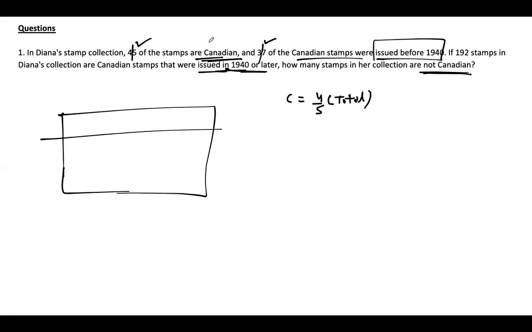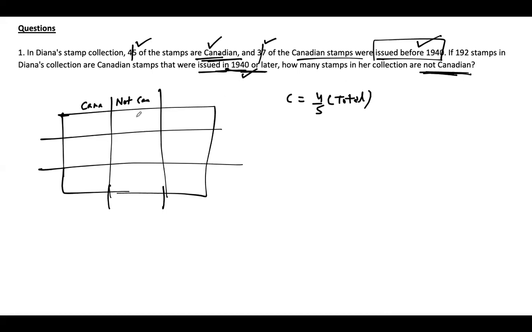Since I am getting this information, Canadian, not Canadian, before 1940, 1940 or later, that means there are 4 different kinds of variables or parts available, and hence solving this question via a 2 by 2 matrix makes sense. You can also solve this question conventionally. That can be done as your homework. But here I would like to show you the application of 2 by 2 matrix. Canadian, not Canadian.